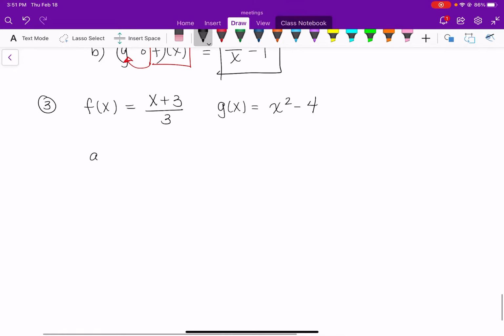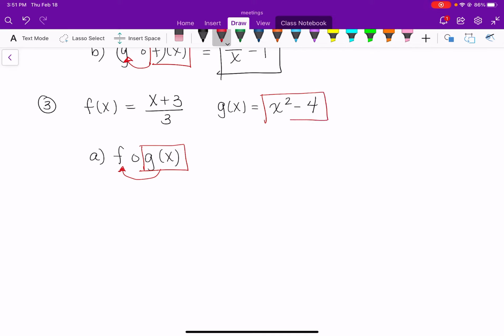So for A, we're going to start with the fog, or f composed with g at x. So again, that means that we're going to start with the g of x function and stick it into the f of x function. So remember that this is my g of x, x squared minus 4, and it's going to come over here. I'm going to replace that x with it. So this is going to equal x squared minus 4 plus 3 all over 3. Again, remember I'm taking that x squared minus 4 and I'm just substituting it in for the x. So the x is gone, x squared minus 4 in its place.